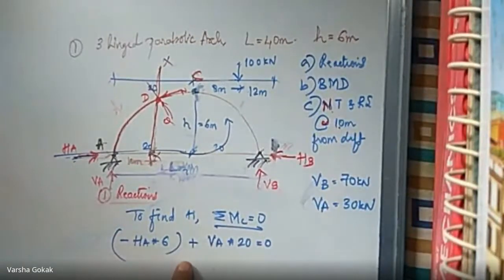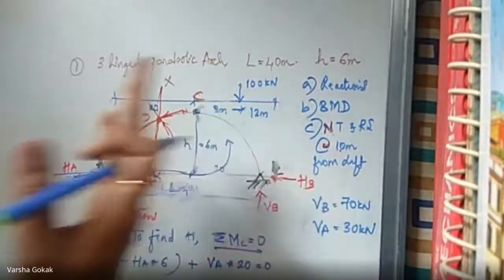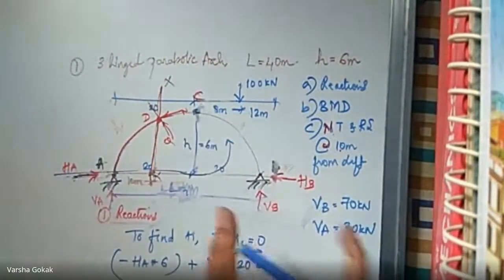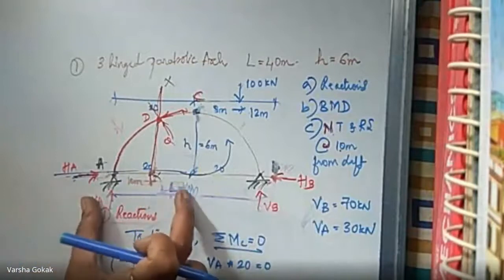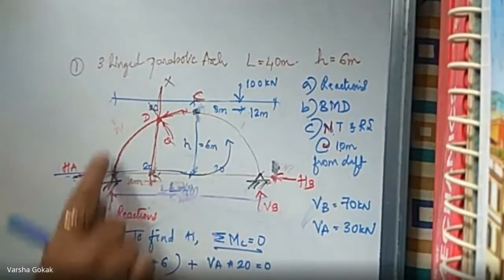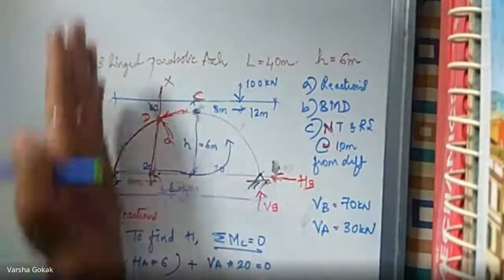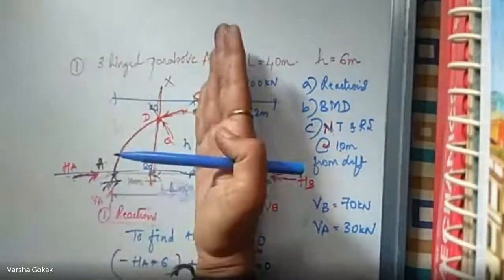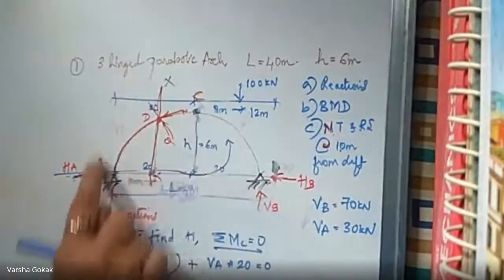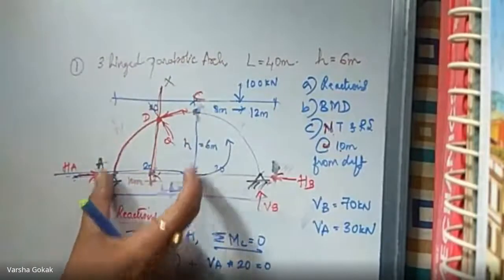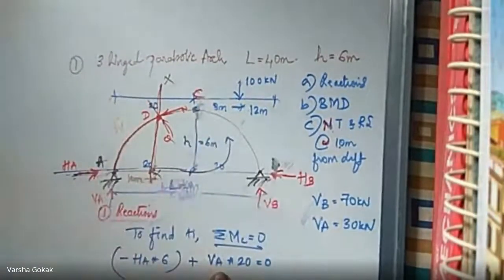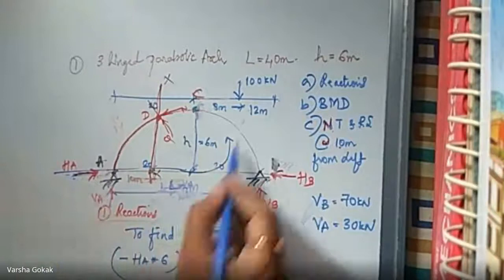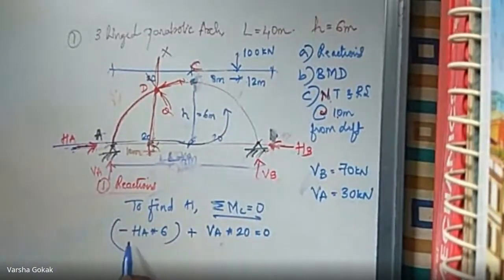The equation is clear. I'm taking moment at C. I'm taking from this side. Either you will take this half or this half. I'm taking from this half. Okay. So VA into this distance, VA force line of action is like this. C point is here. So VA goes to C in clockwise direction with a perpendicular distance of 20 meters. So VA into 20. Then HA goes in anti-clockwise direction. So minus HA into 6.